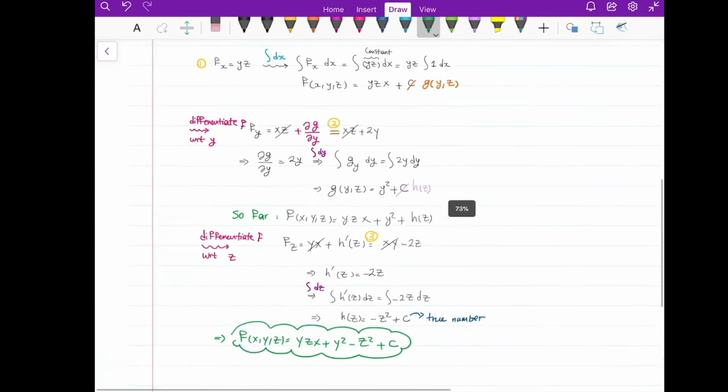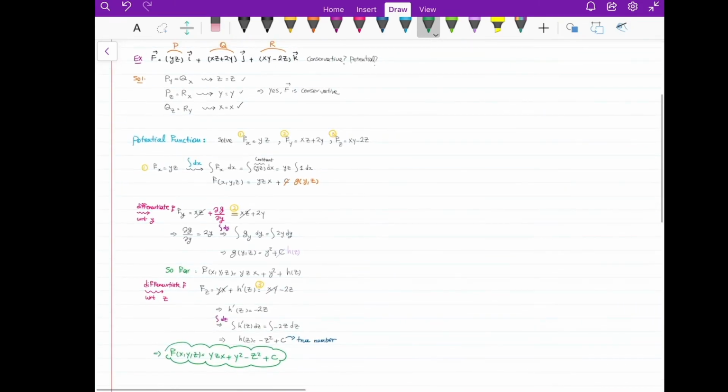Now, if you want, you can check your work. You see? Take the derivative of that with respect to x. I get just yz. Very good. It's p. Take the derivative of that with respect to y, it's xz plus 2y, which is here. Take the derivative of that with respect to z, it's just yx minus 2z, which is here. Okay, that's how we find the potential function.